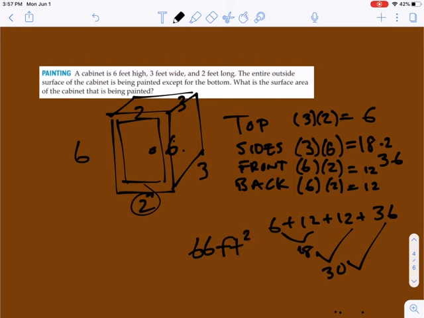Thinking about this, it says 3 feet wide, so I'm wondering if this is supposed to be 3 feet wide and 2, but I guess it doesn't matter. They didn't say anything about it. So it should work out being the same thing. So 66 square feet. Again, pictures are the way to go on these, and I hope you use them.